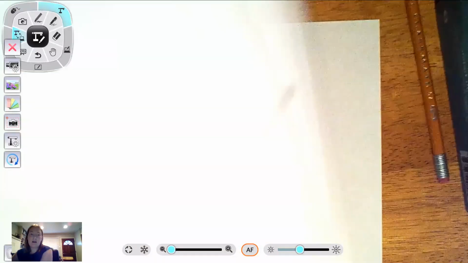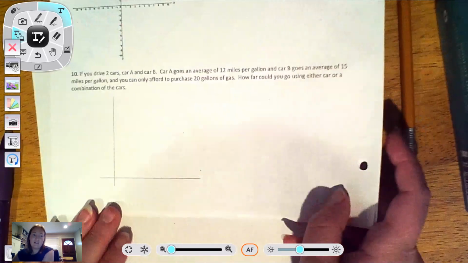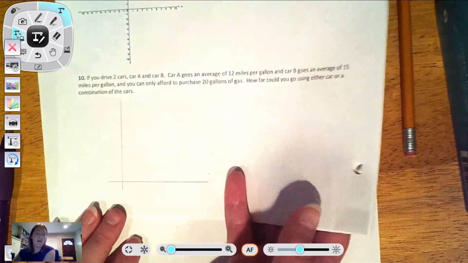And here's that car problem that we actually worked on, Julie, at the beginning of the session. But I think we already talked about it, so I'm going to move on. Okay.